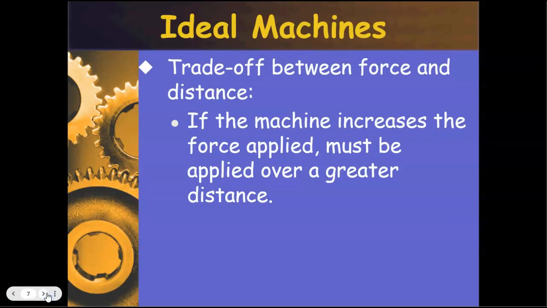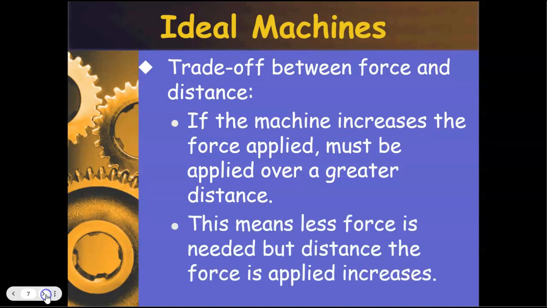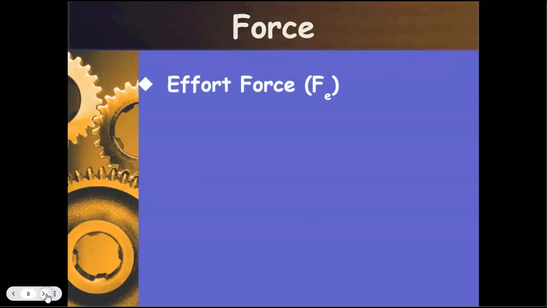So like I was saying, there is a trade-off between force and distance. So if the machine increases the force applied, it must be applied over a greater distance. This means that less force is needed, but the distance the force is applied has to increase. Okay, so you can make things easier and you can lessen the force required, but you would have to increase the distance over which that force is applied.